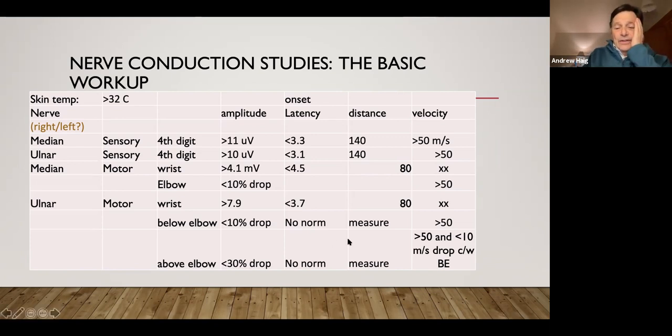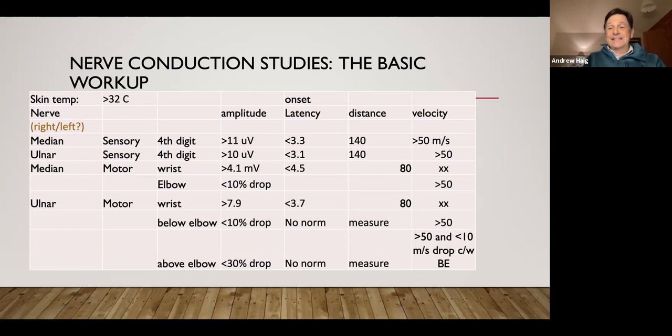Now, the other way you can look for an ulnar neuropathy at the elbow is by looking at a drop off in amplitude. Hey, if you stimulate at the wrist and you get 100 muscle cells, and you stimulate below the elbow and you get 100 muscle cells, and then you stimulate above the elbow on the ulnar nerve and you only get like 10 muscle cells, that's bad. Okay, that's one, the amplitude drop. The other though is, if you stimulate the wrist and it travels fast, and you stimulate below the elbow and it travels at 50 meters per second, normal fast, you stimulate above the elbow and it travels 30 meters per second, that's bad. So an amplitude drop of 30% or a conduction velocity drop of more than 10 meters per second is a speeding ticket for the ulnar nerve.